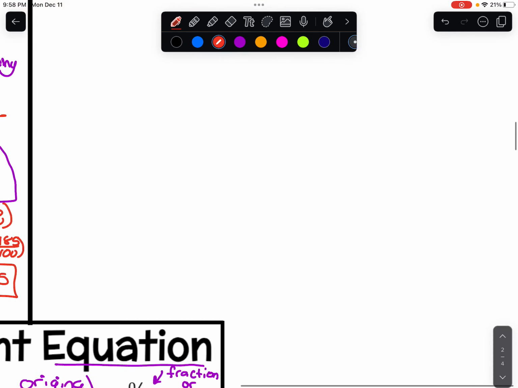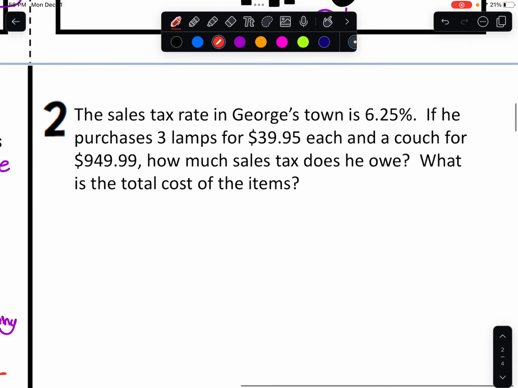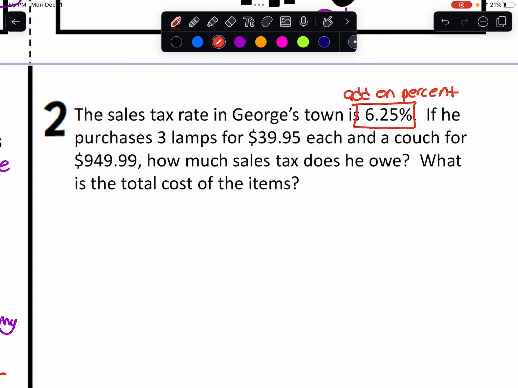All right, let's see what we can do. Number 2. The sales tax rate in Georgetown is 6.25%. So this is an add-on percent, because a tax is increasing the amount of money. Add-on percent. If he purchases 3 lamps for $39.95 each, as soon as you see that, you should think to yourself, oh boy, I need to figure out how much these are in total. So we're going to have to total them at some point.